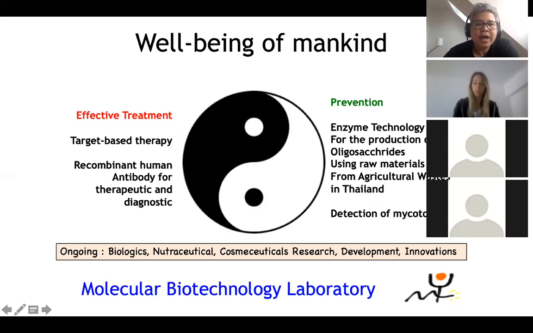Now, the other side of my research is related to prevention, and there I have been using enzyme technology to produce oligosaccharides using raw materials from agricultural waste in Thailand. And as Monica was talking about last time, insects are rich in chitin as well, so that could be related to my talk. All right, so today I'm going to talk about this part of my research.